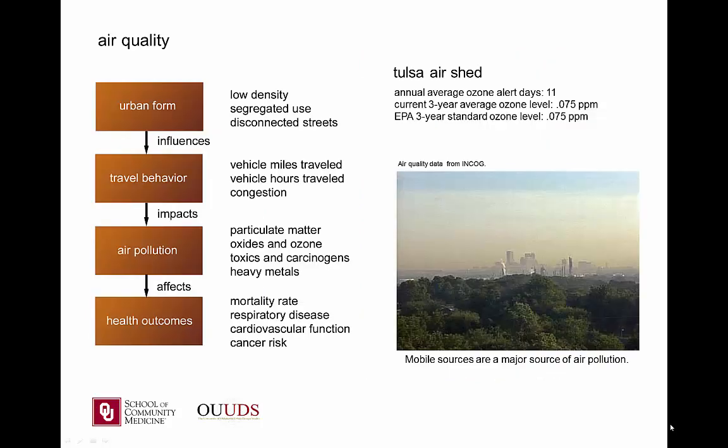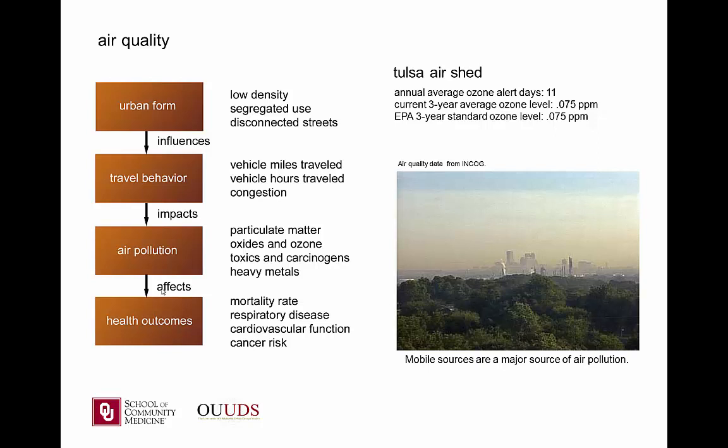To begin, let's look at air quality, since it's perhaps the least controversial with a long history of study and a well-established causal chain. Here you can see that sprawling urban form influences travel behavior by increasing the number of vehicle miles and vehicle hours traveled, which subsequently impacts air quality by increasing the amount of particulate matter, ozone, and a variety of dangerous compounds released into the air we breathe. The air pollution affects health outcomes, particularly by increasing respiratory diseases like asthma, as well as cardiovascular disease and cancer.